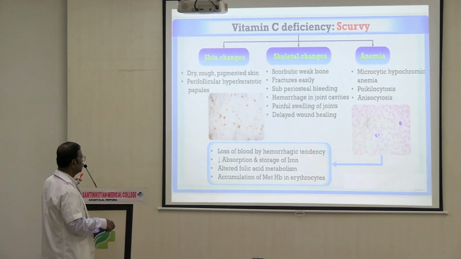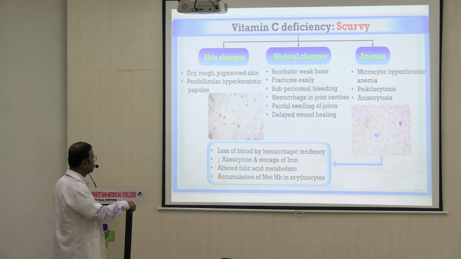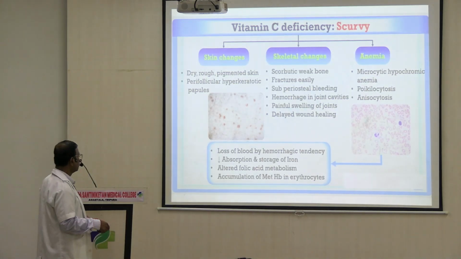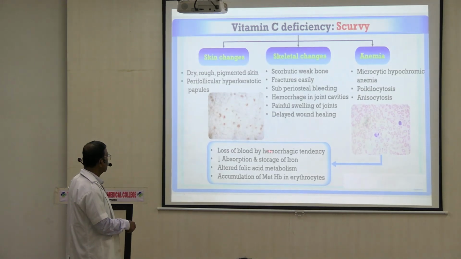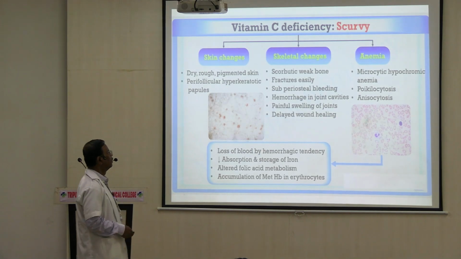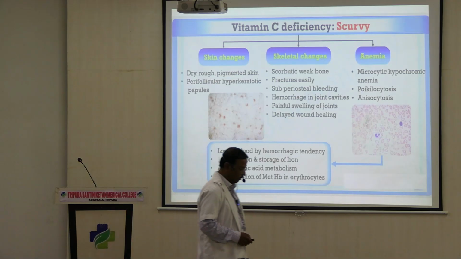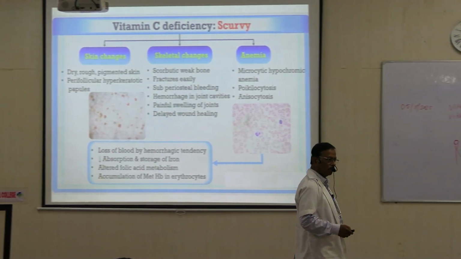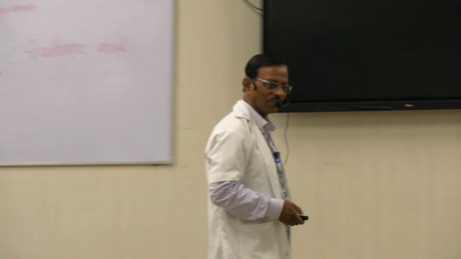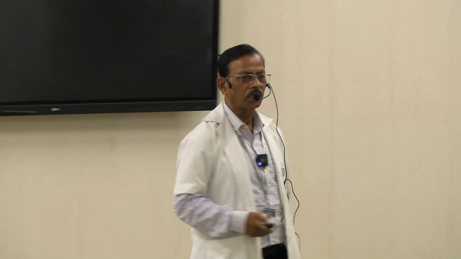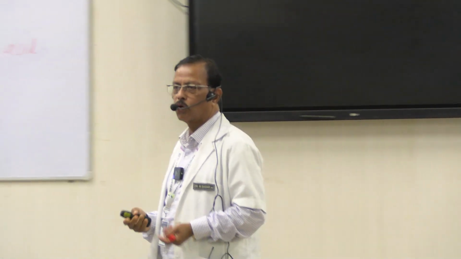Loss of blood by hemorrhagic tendency, decreased absorption and storage of iron, altered folic acid metabolism, accumulation of methemoglobin in erythrocytes. These all will be leading to anemia. The anemia is microcytic hypochromic type of anemia, hypochromic because of the inadequate iron. So once there is less iron absorption, there will be less hemoglobin formation. So RBC will have less amount of hemoglobin.